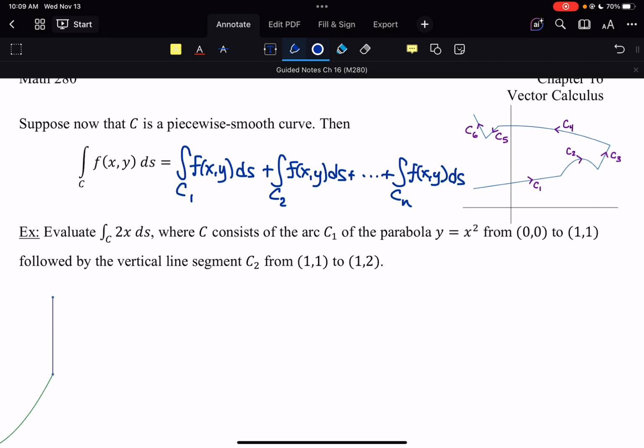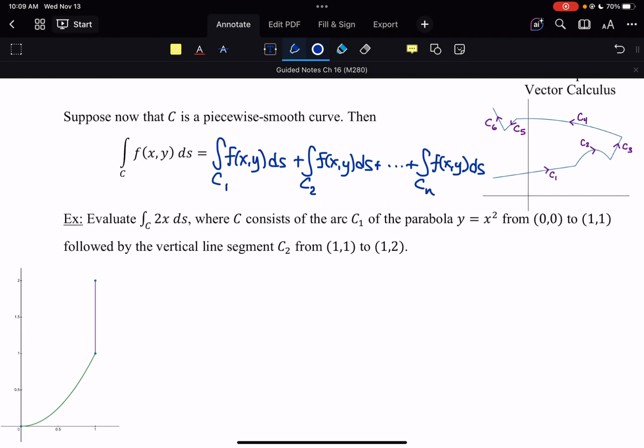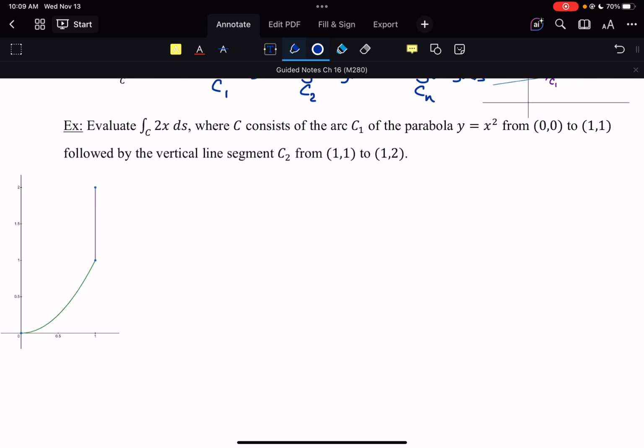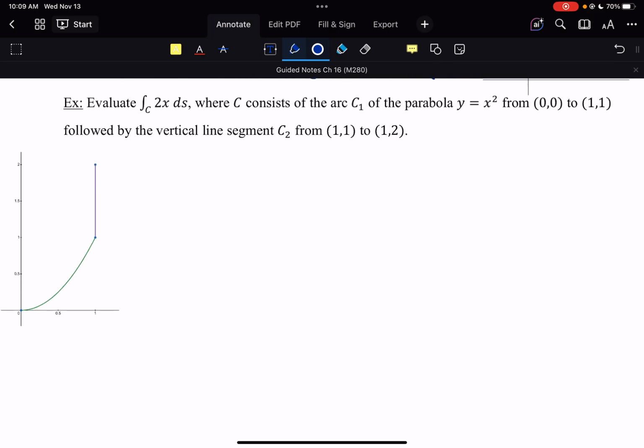Let's take a look at an example with this. Evaluate the line integral over C of 2x ds, where C consists of the arc C1 of the parabola y equals x squared from (0, 0) to (1, 1), followed by the vertical line segment C2 from (1, 1) to (1, 2). And you can see I already have a graph set up. So that's C1 and that's C2. So we need to split these up. So we'll work on C1 first.